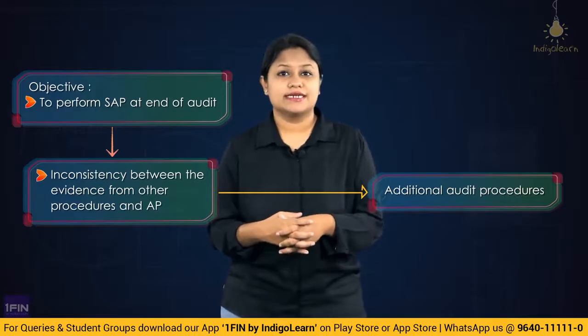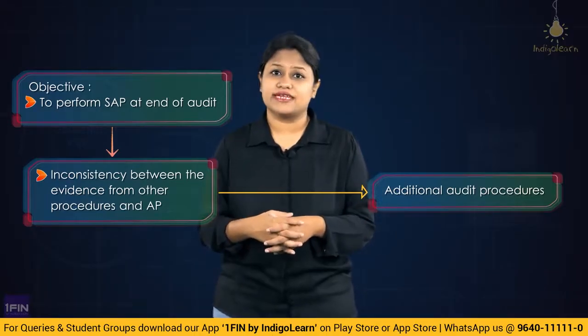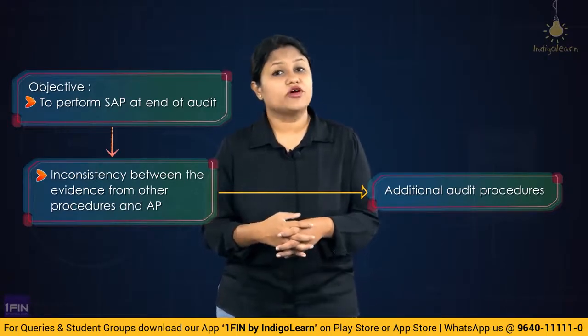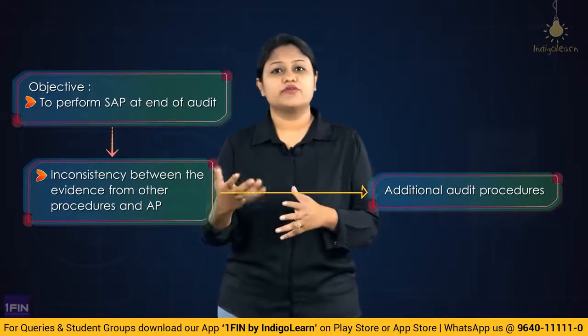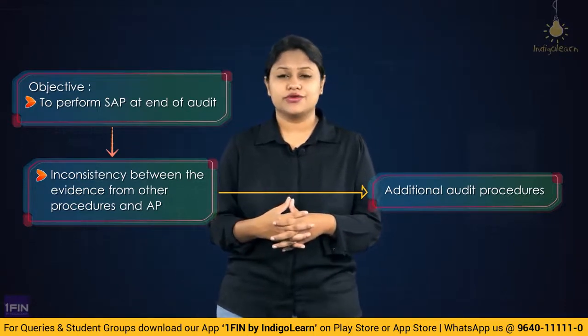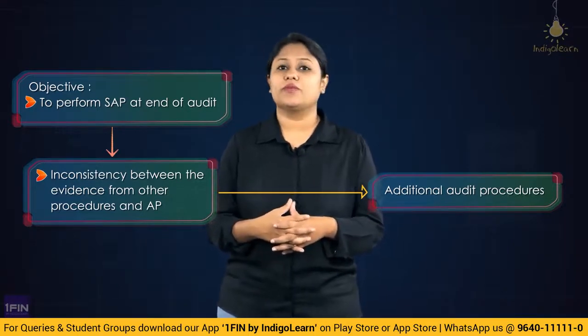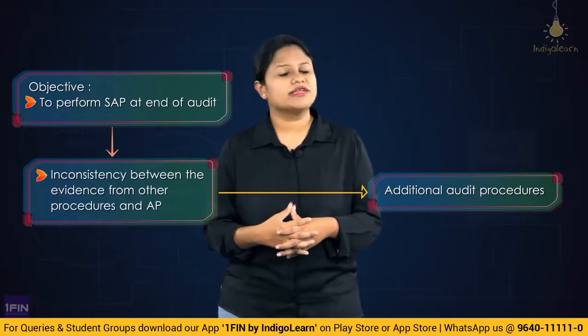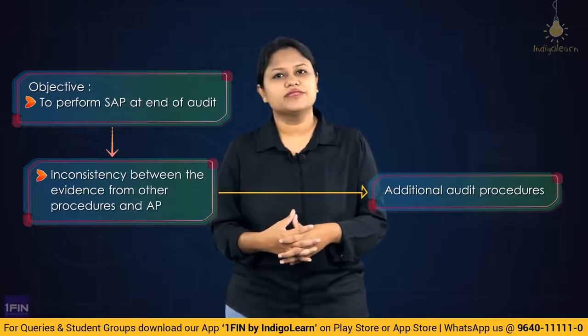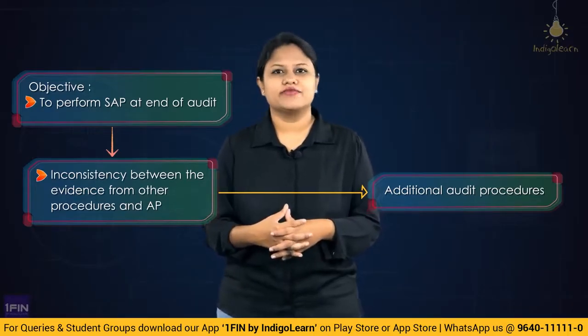There is a possibility that there could be contradicting audit evidences. There could be a possibility there is inconsistency in what you have obtained during the performance and what the analytical procedures are telling you. So in that way, just to come to a proper conclusion, to be able to give a reasonable assurance, this standard requires the auditor to perform the analytical procedures at the end of the audit.